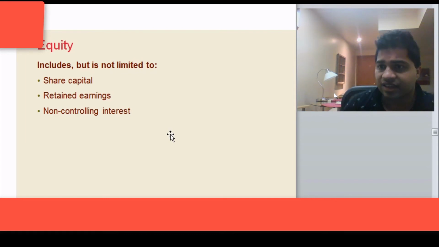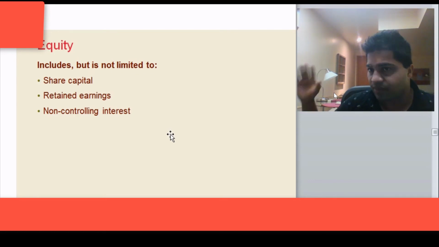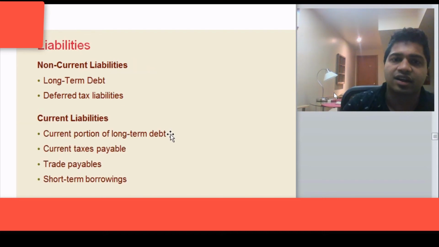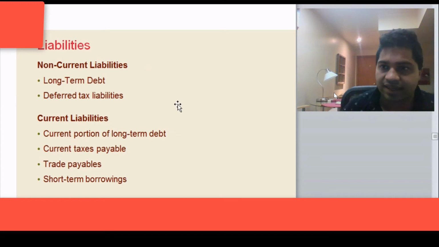Non-controlling interest is a deduction. For example, if we have taken 100% of assets, but some part of those assets I don't control, someone else controls, then I take a deduction. Then liabilities: you have non-current liabilities, for example long-term debt and deferred tax liabilities. Deferred tax liability means if I'm paying less tax now but I have to pay more tax in future, then I create a deferred tax liability.